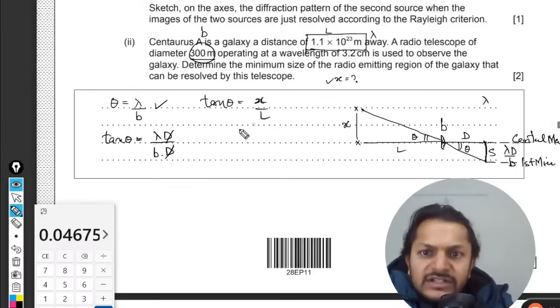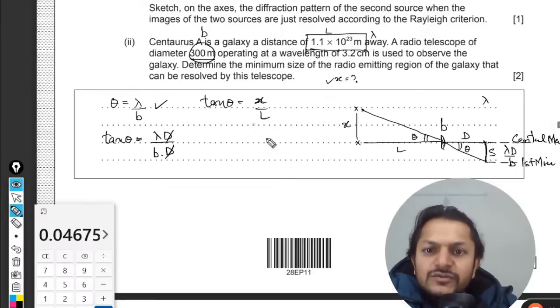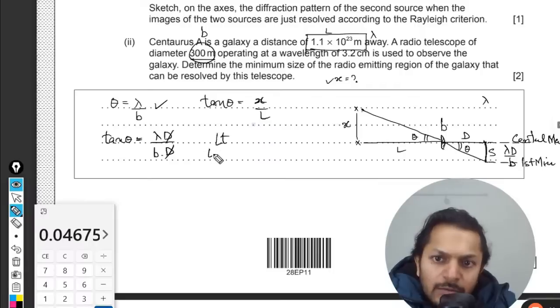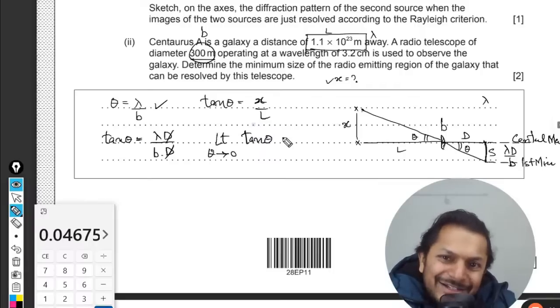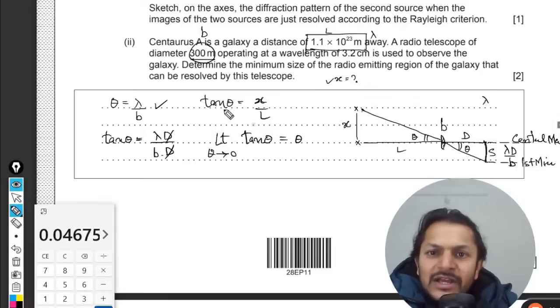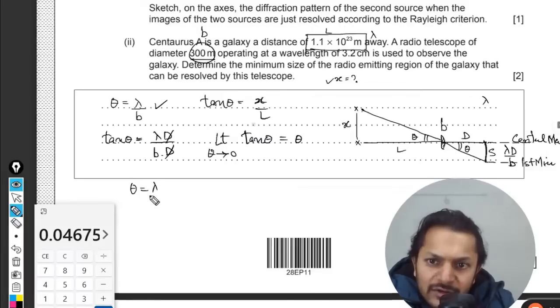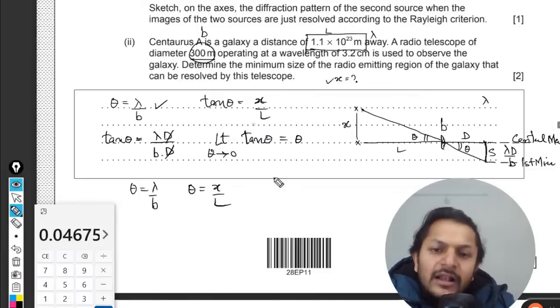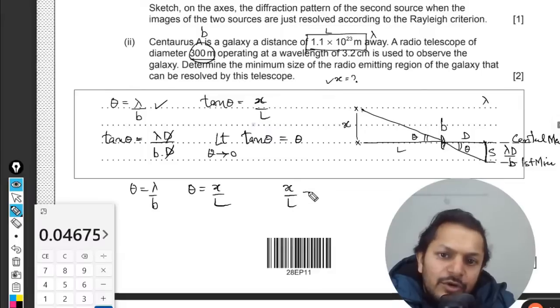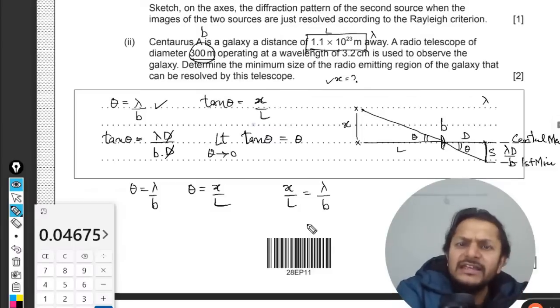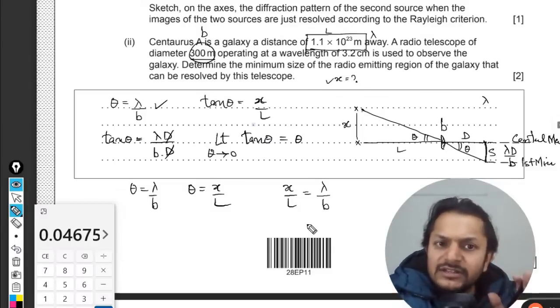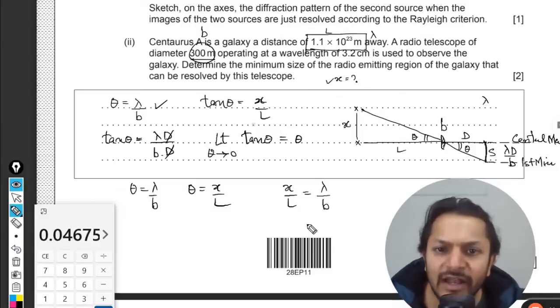Now, because theta is very, very small, a bit of maths AAHL: tangent theta is equal to theta. So this theta is x by L. So we have two statements here. Theta is equal to lambda by b and theta is equal to x by L. So we have a very beautiful formula. X by L is equal to lambda divided by b. Very easy, but we need to understand what this is. You can just plug in your values and we can get the answer.